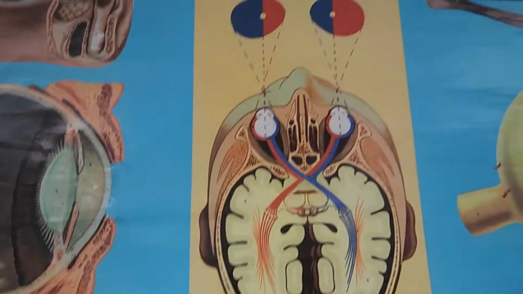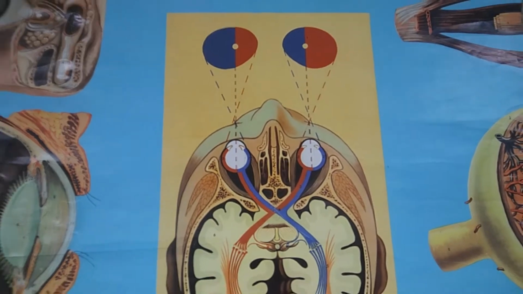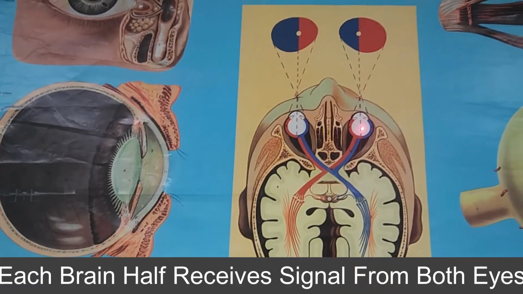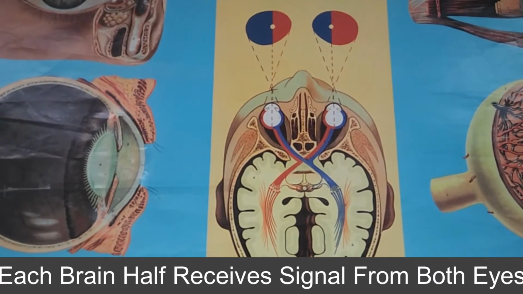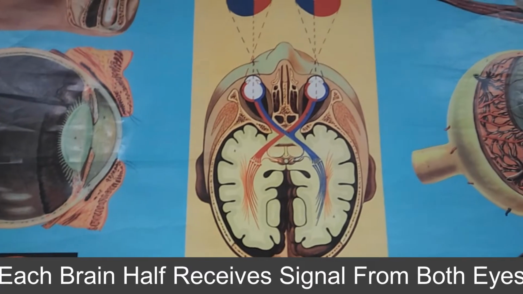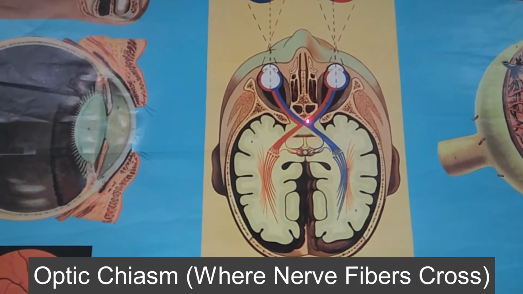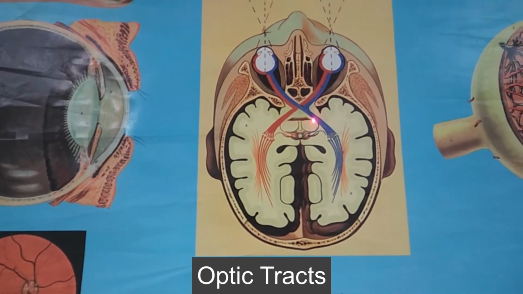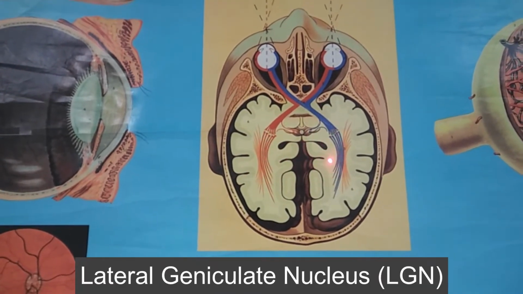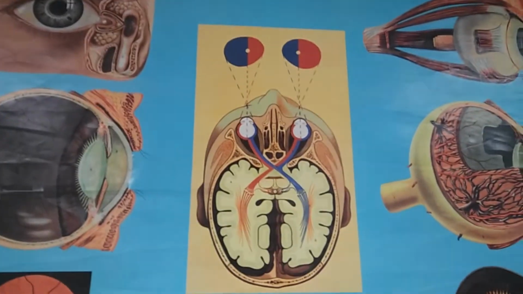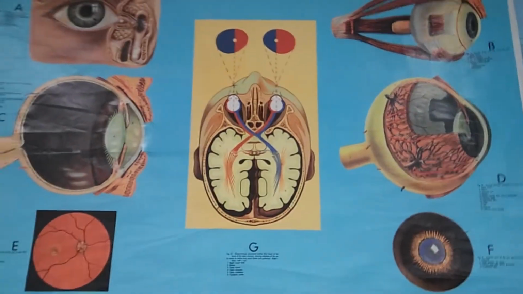And finally here you can see how the light rays are able to go to the eyes. When light hits the right eye, half of it is processed on one side of the brain, the other half on the other side of the brain. And the left eye, the same thing. And it crosses here at the optic chiasm. These are the optic nerves and the optic tracts, and lateral geniculate nucleus. Okay, so that's pretty much an overview of the eye.